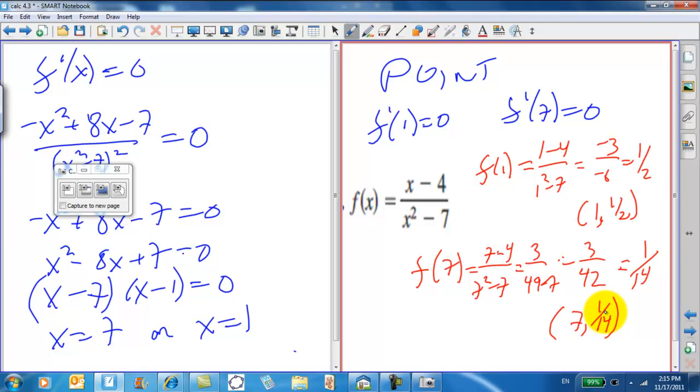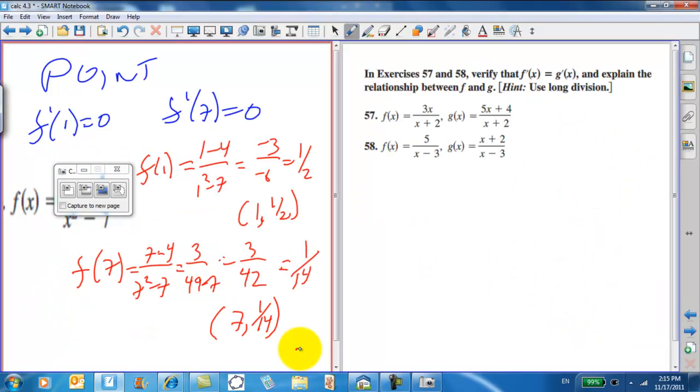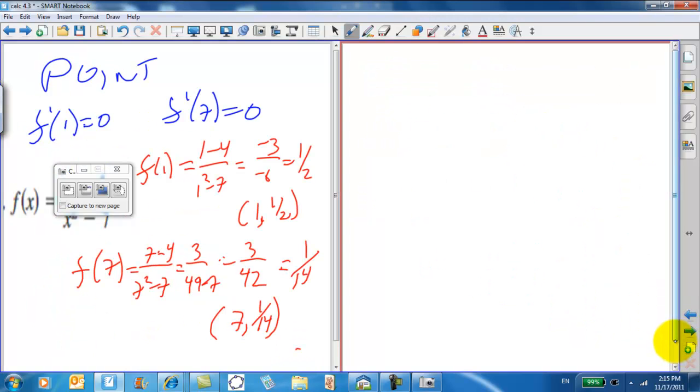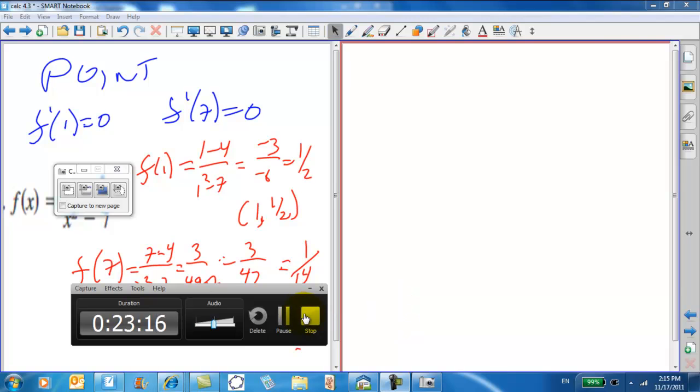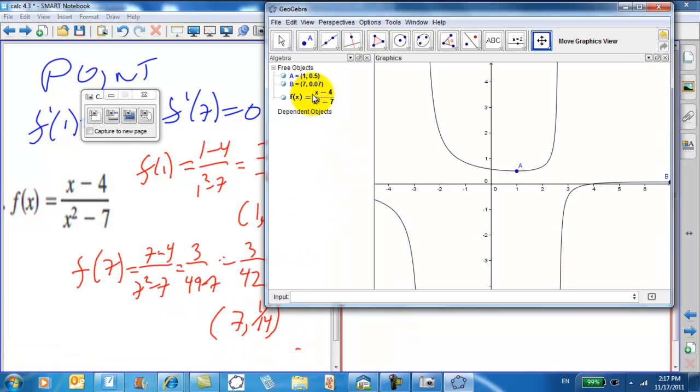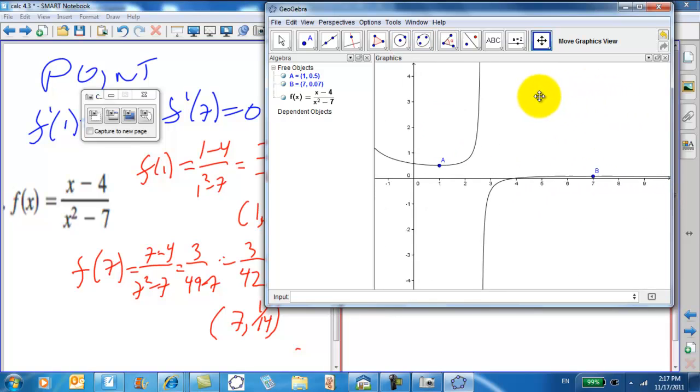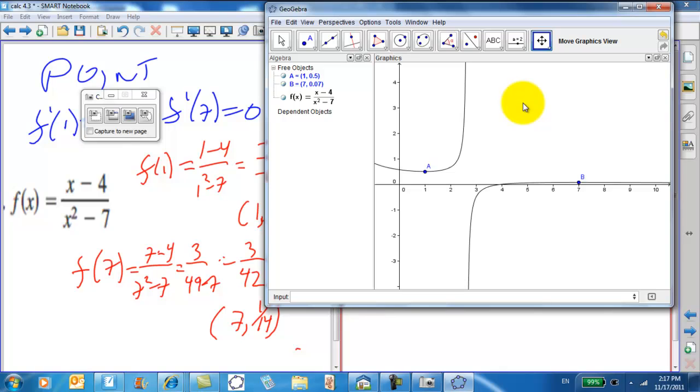I'm going to take a look at the big picture on GeoGebra. Let's take a pause. Okay, I graphed our function x minus 4 over x squared minus 7. And it's interesting, it's got a couple of vertical asymptotes at square root of 7 and negative square root of 7. And these are the 2 points we suspect of horizontal tangent lines.